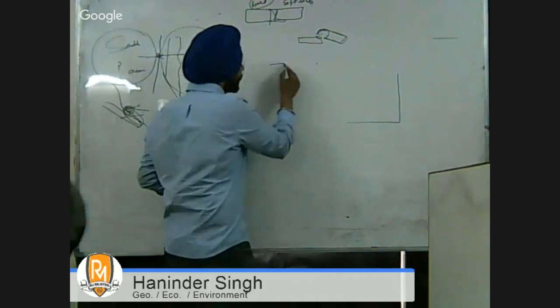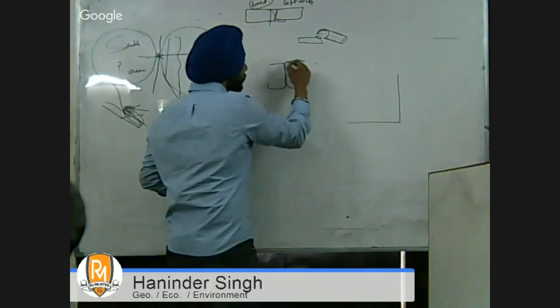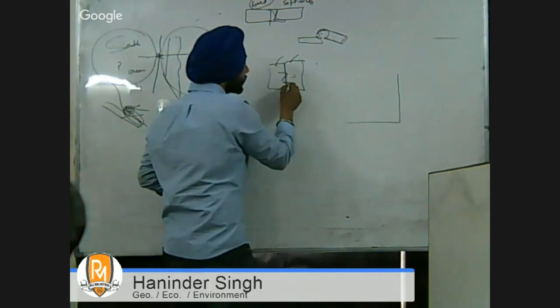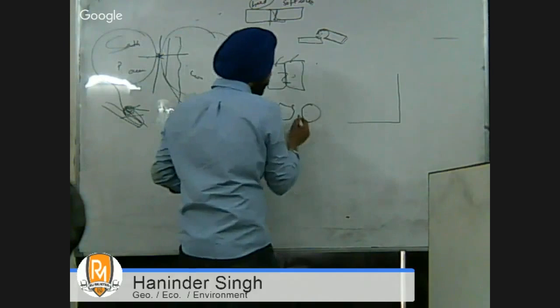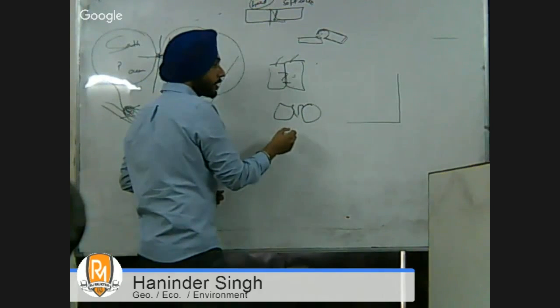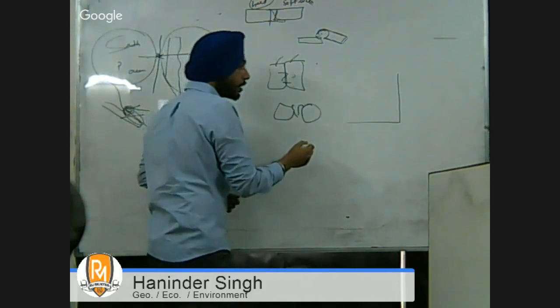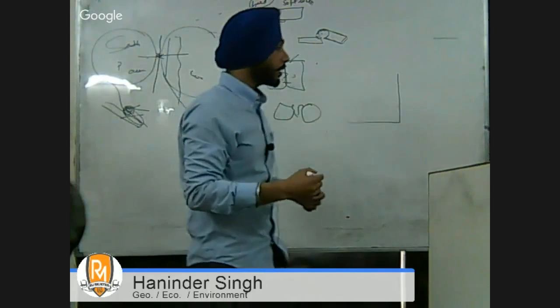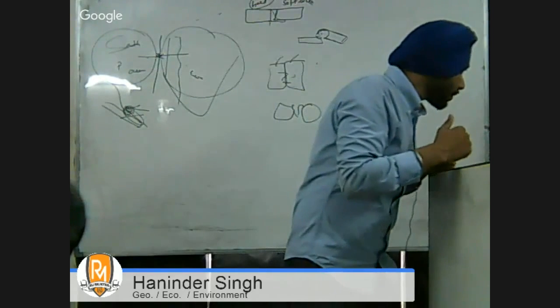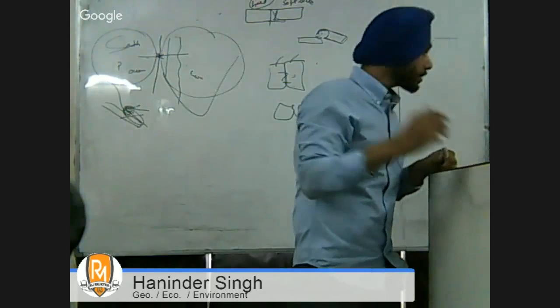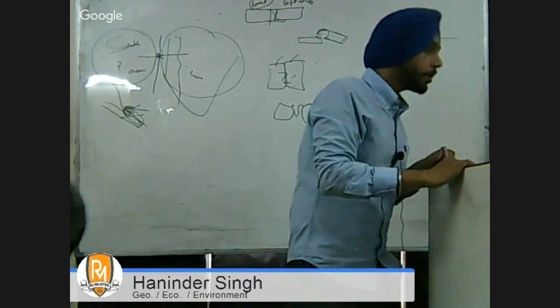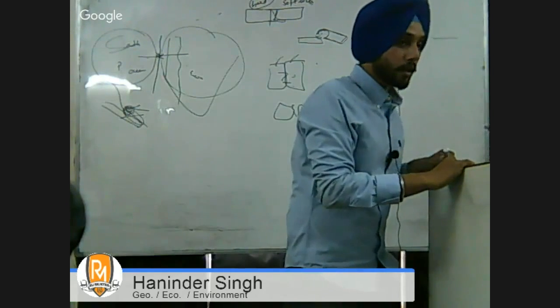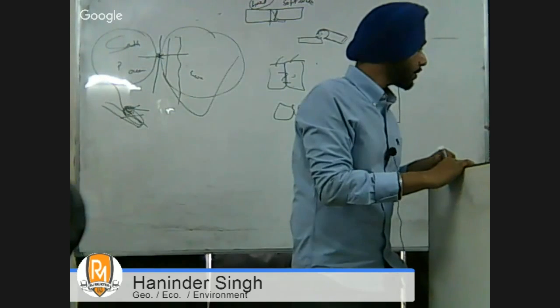Subduction is what? When two plates of different density are converging. If they are diverging, then obviously there is no subduction. North America, yes, converging. Yes, that is also converging.